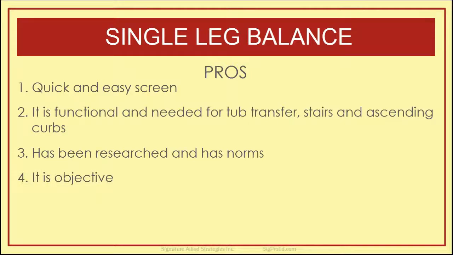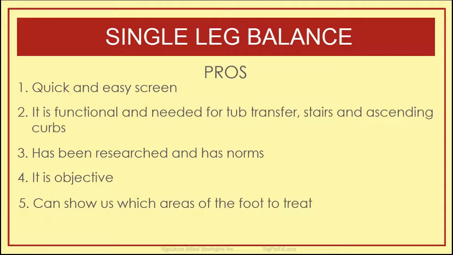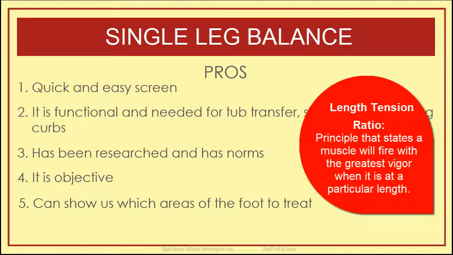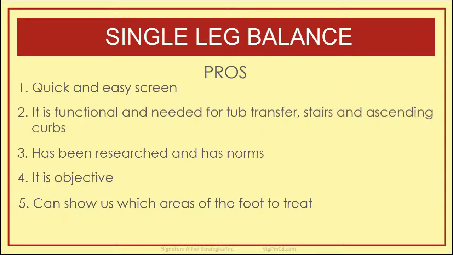It can also show us where we need to treat within the foot. Where is the foot unstable? And then we need to ask, why is the foot unstable? Is it because there's a structural dysfunction preventing the muscles from firing optimally due to the length tension ratio? Or is it a non-structural dysfunction due to something else, such as motor neuron disorder or inflammation? So again, we have to decide what is causing the movement within the foot.